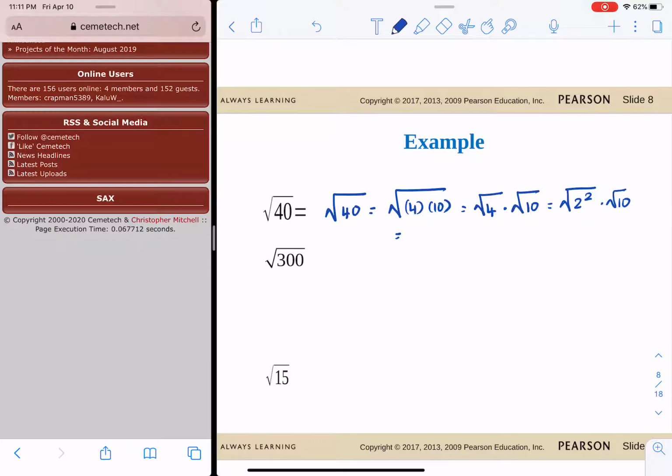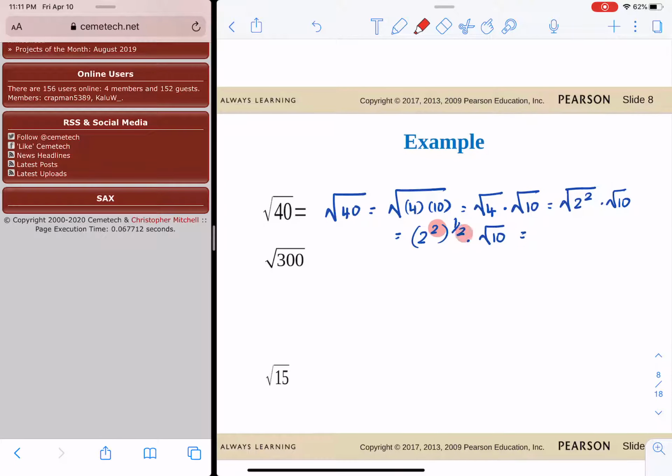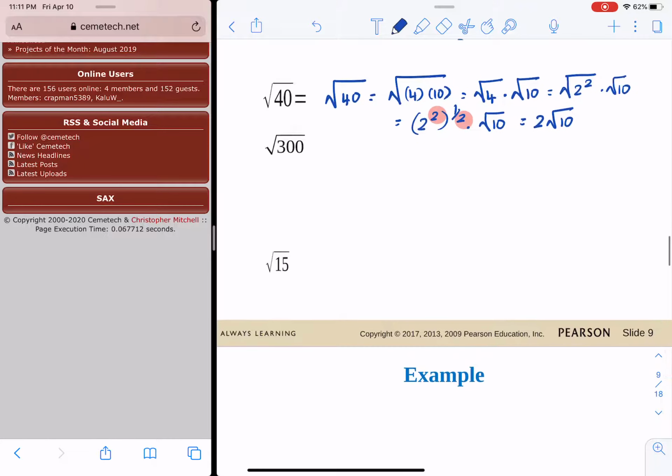And 2 raised to 1 over 2 times square root of 10. So if we put power 2 and power 1 over 2, the 2's would go away. Okay, we're multiplying the powers. 2 raised 1 is simply 2, multiplied by square root of 10.